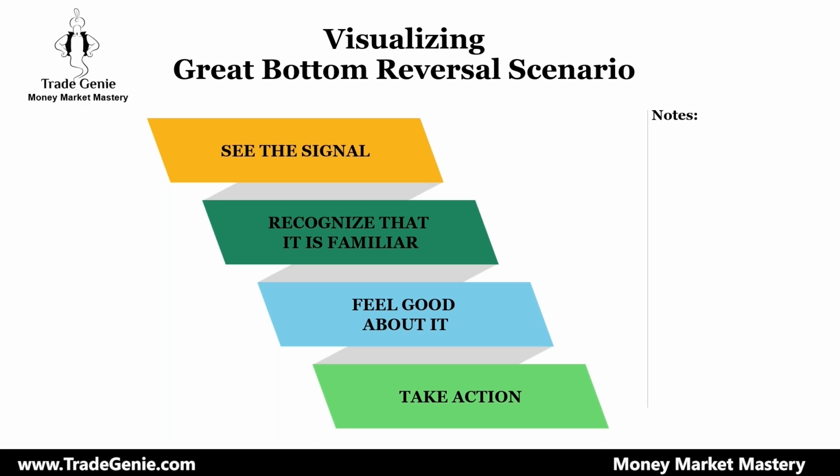Because you see the signal, you recognize it's familiar, you feel good about it, and you took action. You took bold, courageous action, but it doesn't mean you just put in 10,000 shares. I'm all in, 10,000 shares here at 30 cents, planning to sell at 50, and it goes to zero. So don't do that. So have a plan and apply the 80-20 rule. See if it works.